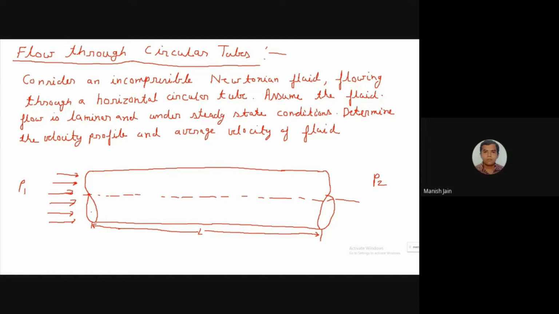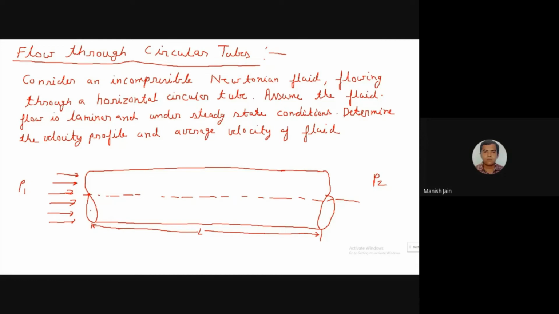If your system geometry is rectangular, then you have to use the Cartesian coordinate system. If your three-dimensional system geometry is cylindrical, then you have to use the cylindrical coordinate system. If your system geometry is spherical, then you have to use the spherical coordinate system. So first, you have to select the coordinate system based on your system boundaries, system diagram, or system geometry.